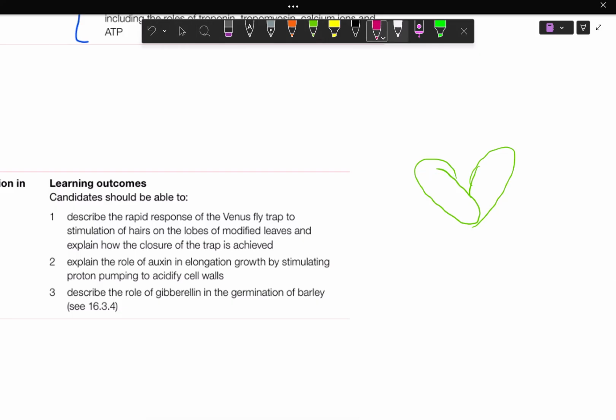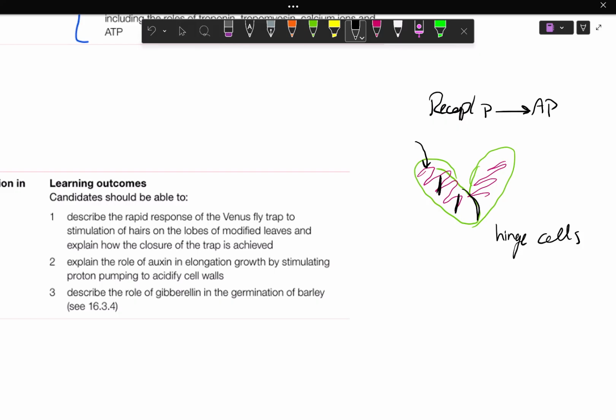So let's imagine that this is the inside, and this part in the middle are called hinge cells. So they're at the hinge, so they kind of close. Now we will imagine what will happen. Some sort of insect will come here. On the inside, they have two hair cells. Once an insect touches one of the hair cells, we have a receptor potential, the same as what happens to us. If this fly touches the same receptor within 35 seconds or touches the other receptor, an action potential will be generated. Why does this happen?